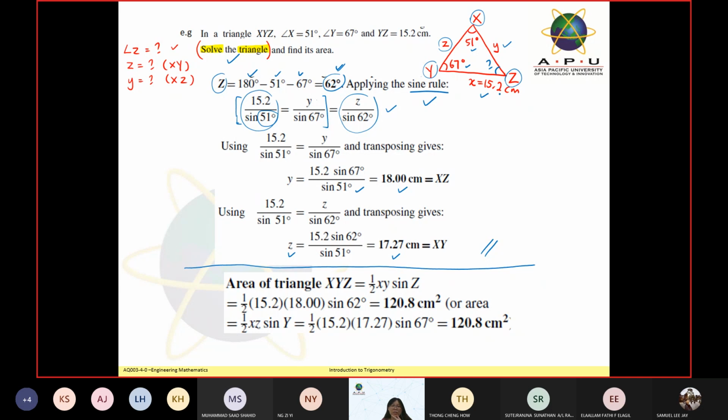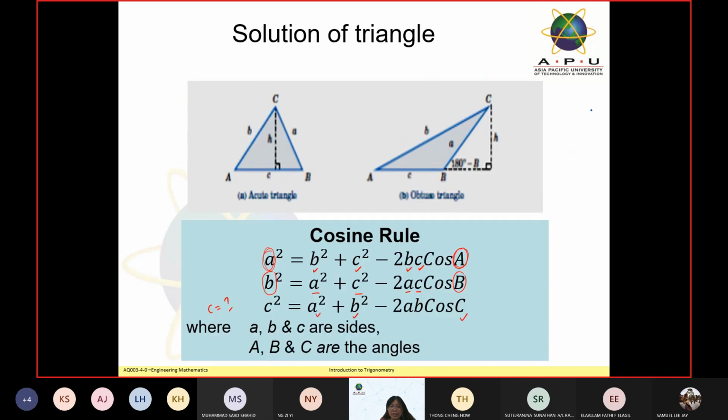So if using the cosine rule, is it possible? Okay, let us have a look. Can I solve using the cosine rule? Say y. If I want to solve for y, the formula will be y squared equals x squared plus z squared minus 2xz cos y. So this is the formula, right?